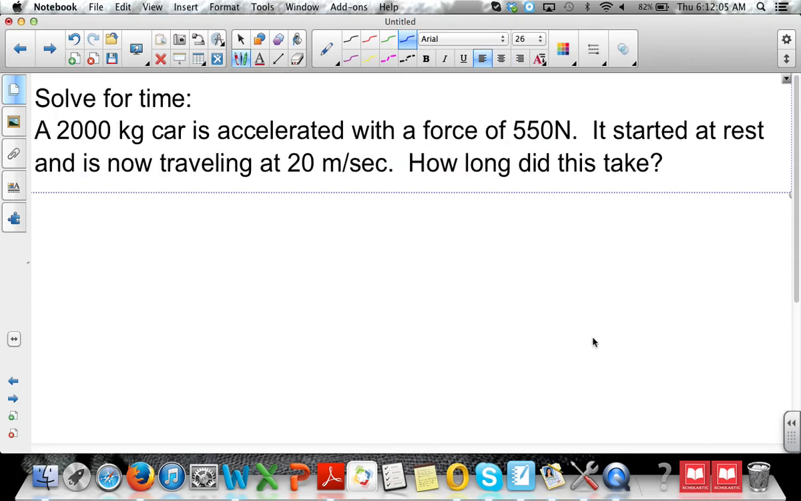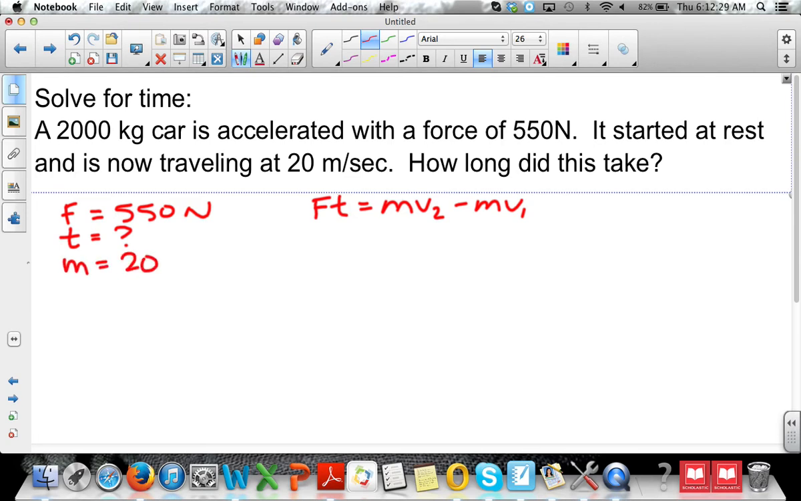Okay, next one, solving for time. So I'm going to do the same thing, write my formula down. Okay, and then identify all your variables. So force, they gave me 550 newtons. Time, that's what I'm solving for. M, 2,000 kilograms. V2, it is now traveling at 20 meters per second, so it's 20 meters per second. And then it started at rest, so that is 0 meters per second for V1.